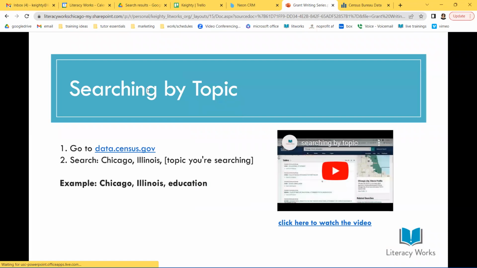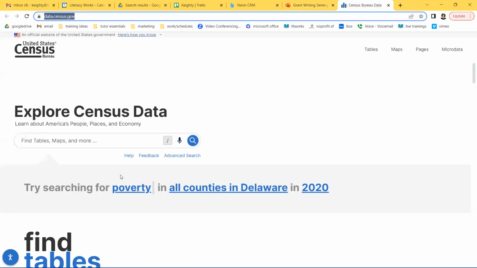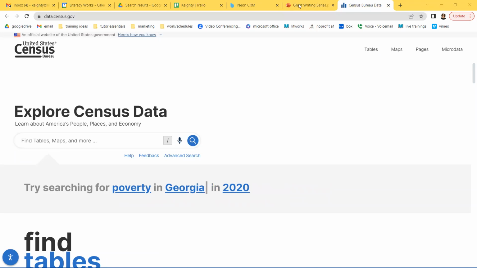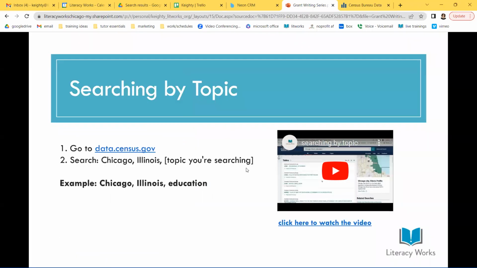The first thing we're going to do is type in anything we want here. Try searching for poverty, or whatever you like. You can type anything you want in that box. We're going to start talking about topics. This is going to be your resource, so you can watch a tutorial on how to do this if you get lost today. I want you to search for Chicago, Illinois, or your city, and then some kind of topic that you're looking for.